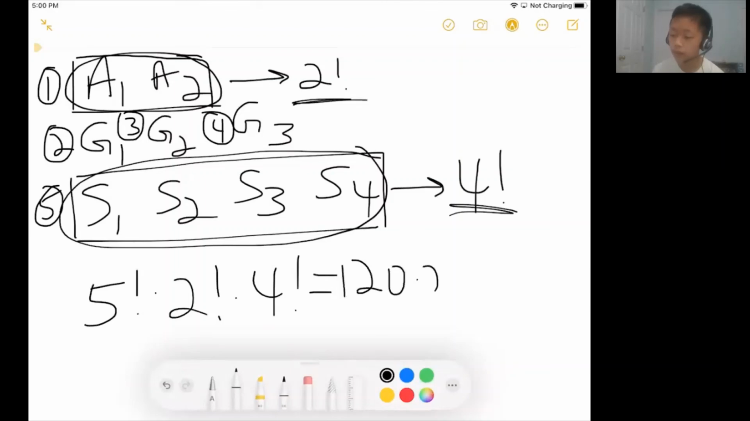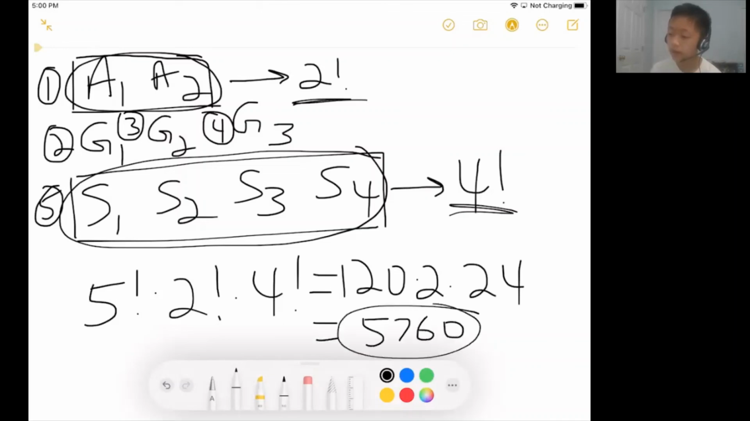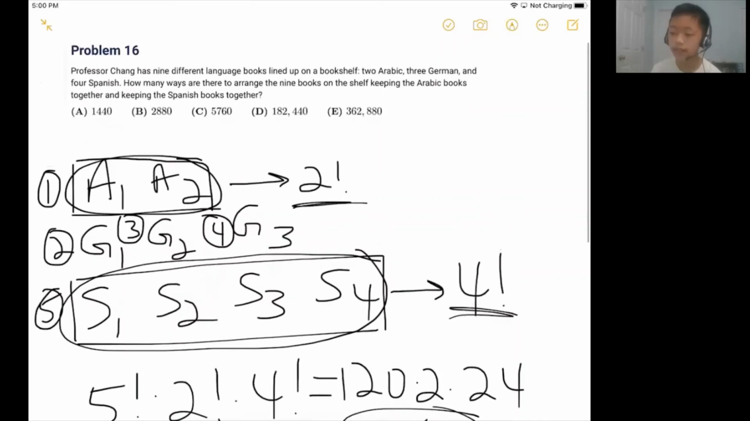2 factorial is 2 times 1, which is 2. 4 factorial is 4 times 3 times 2 times 1, which is 24. So if you were to multiply this out, 120 times 2 times 24, that would give us 5760. And that would be choice C, and we would be done.